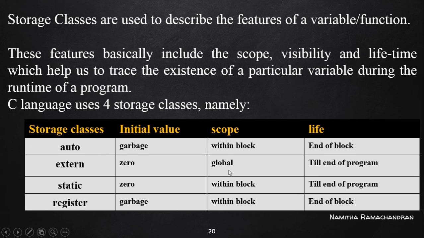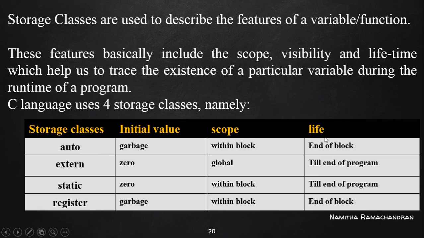That is why the representation here is global. Extern type variable's scope exists everywhere in the program. And for static and register type variables, the scope exists inside the block or inside the function body in which that particular variable declaration is present.